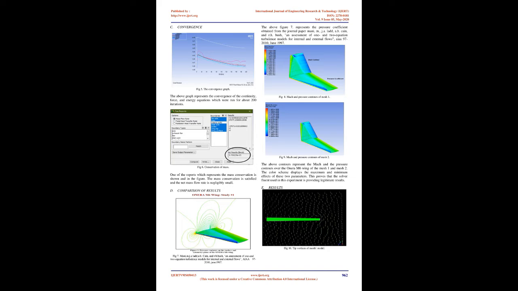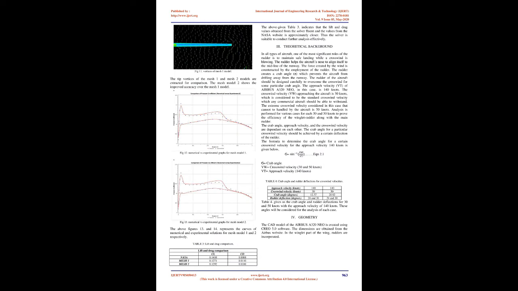D. Comparison of results. Fig. 7. M. Mani, J. Alad, A. B. Kane, and R. H. Bush, an assessment of 1 and 2 equation turbulence models for internal and external flows, AIAA 97-2010, June 1997. The above figure 7 represents the pressure coefficient obtained from the journal paper by Mani, Alad, Kane, and Bush, an assessment of 1 and 2 equation turbulence models for internal and external flows, AIAA 97-2010, June 1997. Fig. 9.